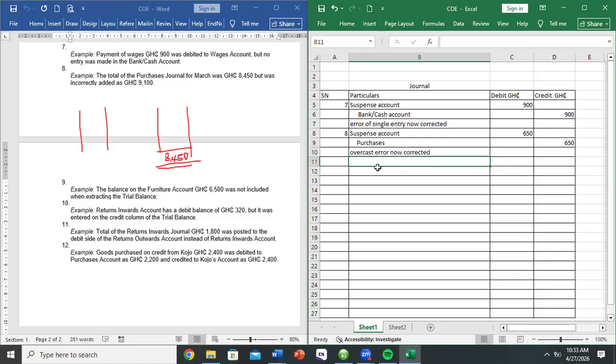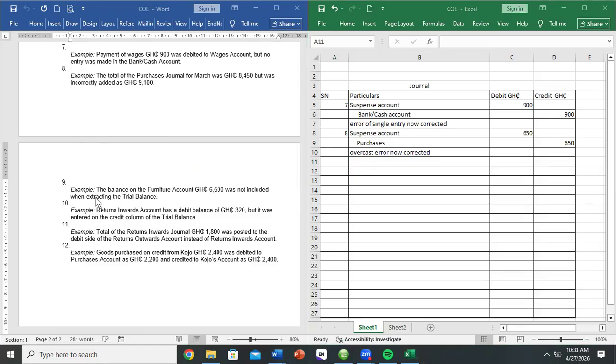Okay. After going through errors 7 and 8, you should be able to deal with all single entry and all casting errors. Okay. Let's go to number 9. The way I've taken my time, if you don't understand this, I have to come to your house and eat your food.